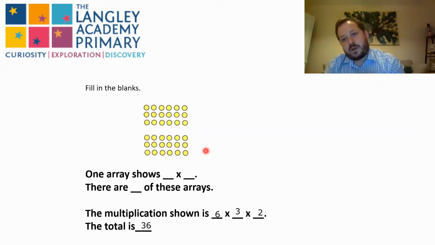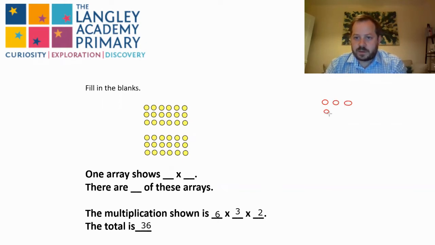But what we need to know is whether or not we always have to do it in the same order. So let's have a look. What other orders could we have done it in? What we're going to do is draw our own array, and we're going to change the order we do it in. Rather than 6 times 3 or 3 times 6, we're going to do 3 and 2 first and then do it 6 times.